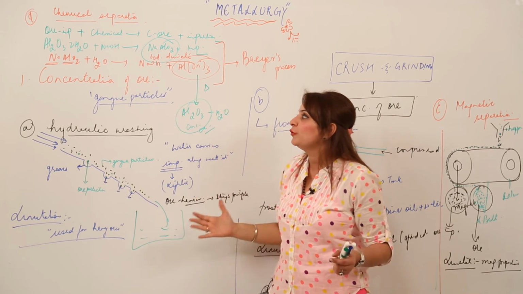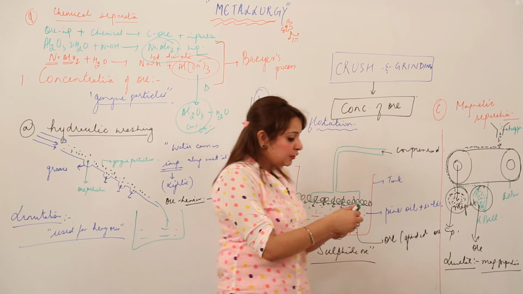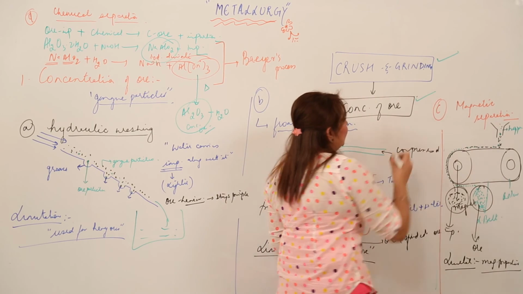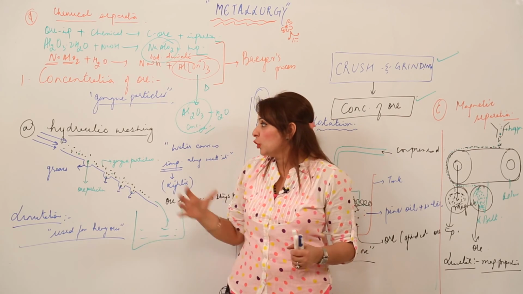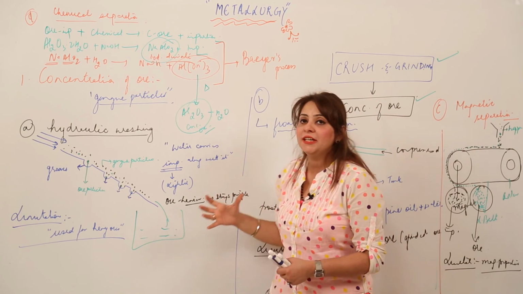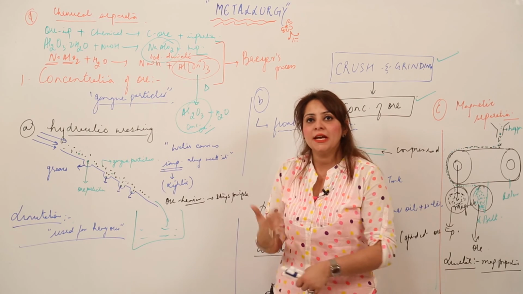So this is how the first step of the concentration of ore is done. What we have done is crushing and grinding, and different methods for concentration of ore. Now we will be taking the second step. First of all, you just copy this in your copies so that you are familiar with all those processes which can be involved in the concentration of ore. Then we will be taking up the second step.